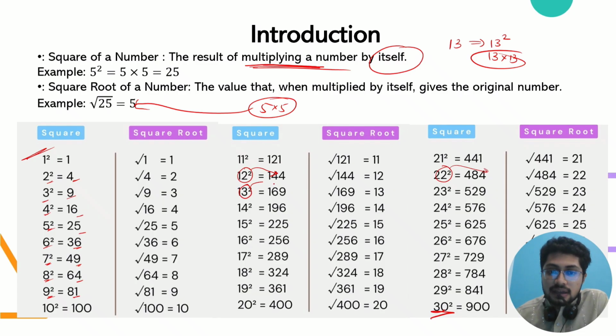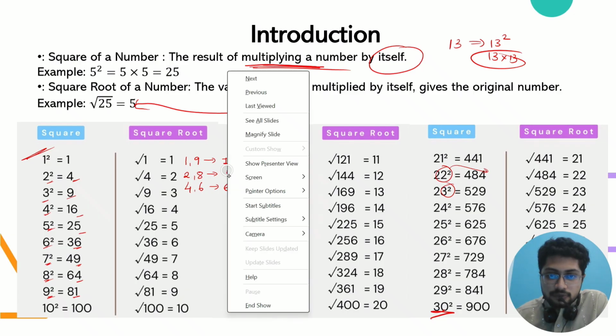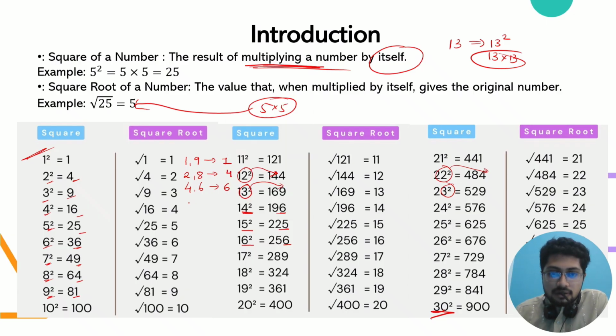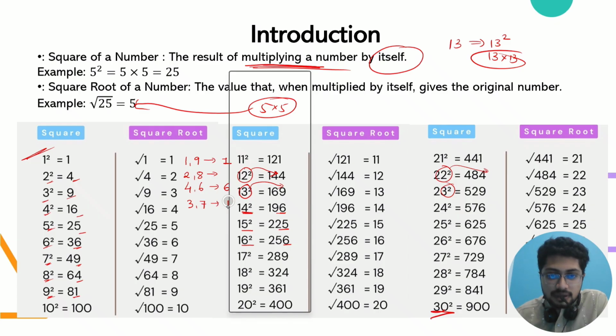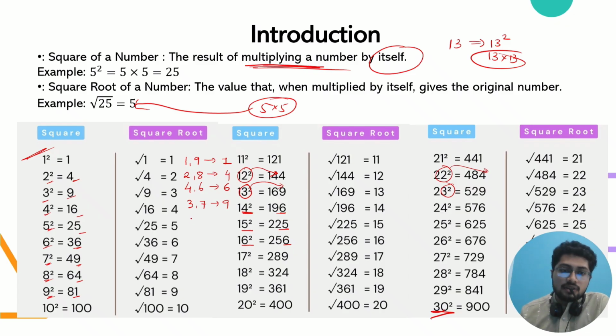If I am having 3, I'll always get 9. If I am having 4, I'll always get 6; 5, 5; 6, 6. So for 4 and 6, I'll get 6. For 1 and 9, I'll get 1. For 2 and 8, I'll get 4. Then for 3 and 7, I'll get 9. Am I clear? And then what is remaining? For 5 it's a 5, and for 0 it's a 0.